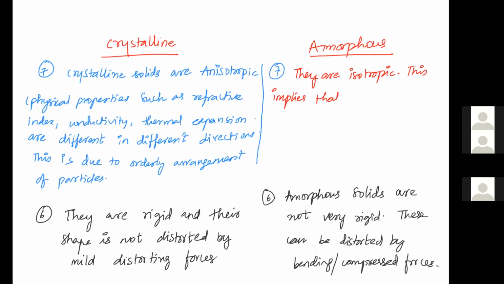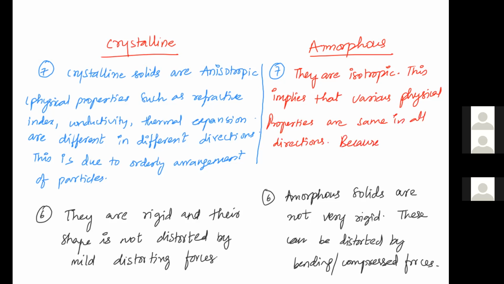This means that various physical properties are the same in all directions. Why? Because of the random arrangement of particles.